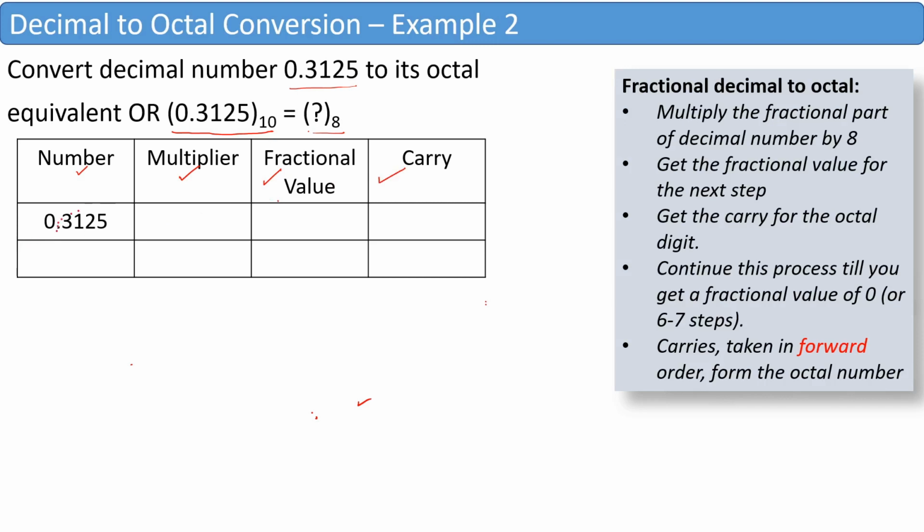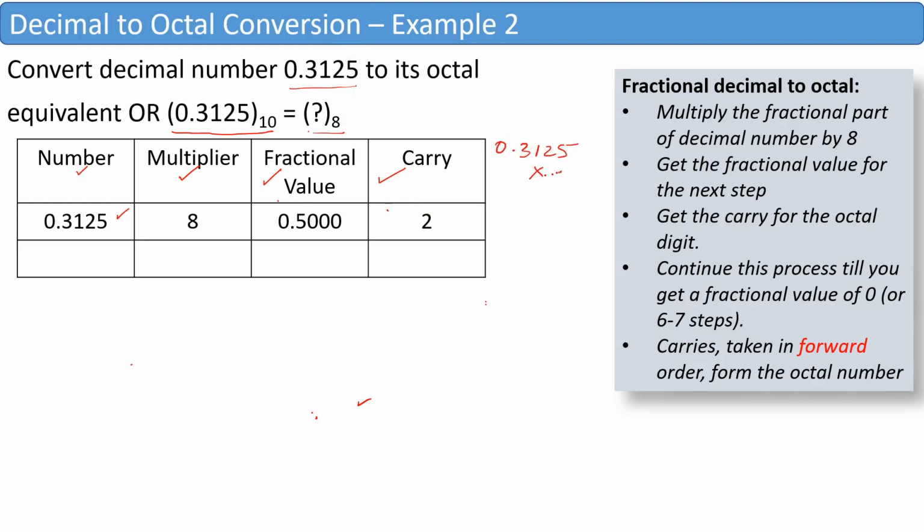Now we will write down the original number given to us, 0.3125, in the first column. In the second column we will write down 8. So we are multiplying the number 0.3125 with 8. When we carry out this multiplication, we get the fractional value 0.500, and the carry is 2, because 8 times 0.3125.